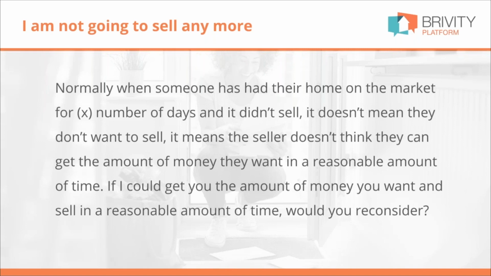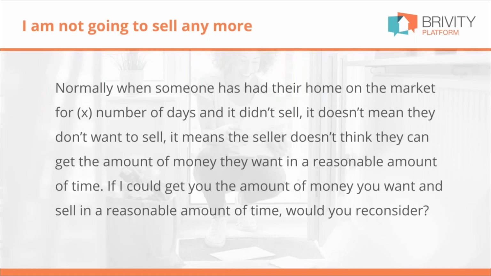This is one that they use. Generally this is going to be an expired or a canceled that had been on the market for a long period of time, and when we've called them they basically said, don't call me, we're not going to sell anymore. Ryan and Anthony are really good at this. They just roll into, listen, normally when somebody's had their home on the market for, and we know how many days it was on the market, we can see in the MLS, so we say, normally when someone had their home on the market for 6 months like you guys did and it didn't sell, it doesn't mean they don't want to sell. It sometimes means the sellers don't think they can get the amount of money they want in a reasonable amount of time. Now, if I could get you the amount of money you want and we could sell your home in a reasonable amount of time, would you reconsider?